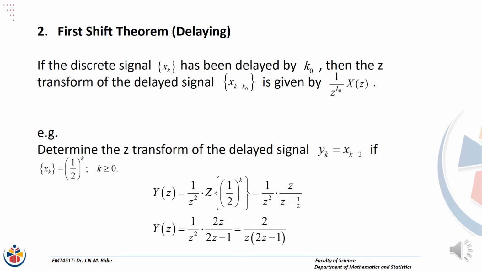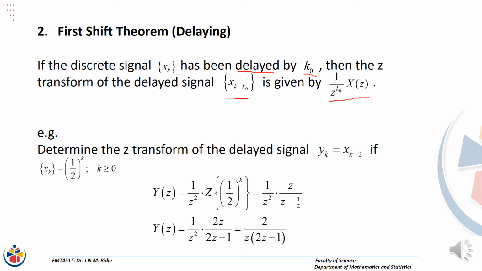We go then to the first shift theorem, which is the delay. We've got the discrete signal xk. It has been delayed by k naught. Then it is represented as xk minus k naught. And then its Z transform is given to be 1 over z to the power k naught times X of z. This is the Z transform of the signal delayed by k naught.